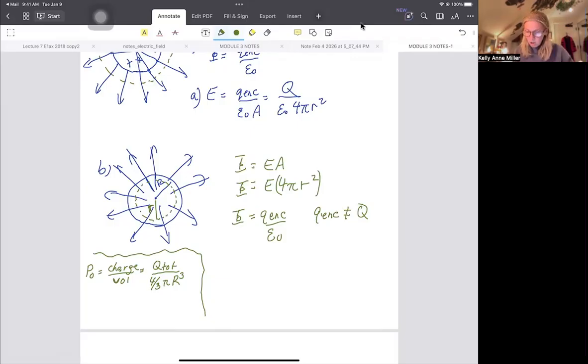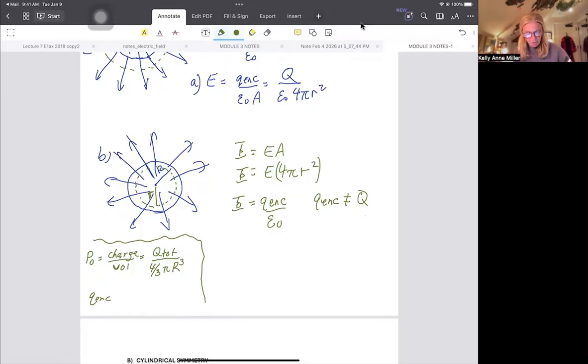So my Q enclosed is going to be a smaller value of that. It's going to be equal to rho naught, the density, times 4/3 pi lowercase r cubed, to signify that only the part of the sphere that's inside my Gaussian surface is accounted for in that Q enclosed. So that's the expression for Q enclosed.